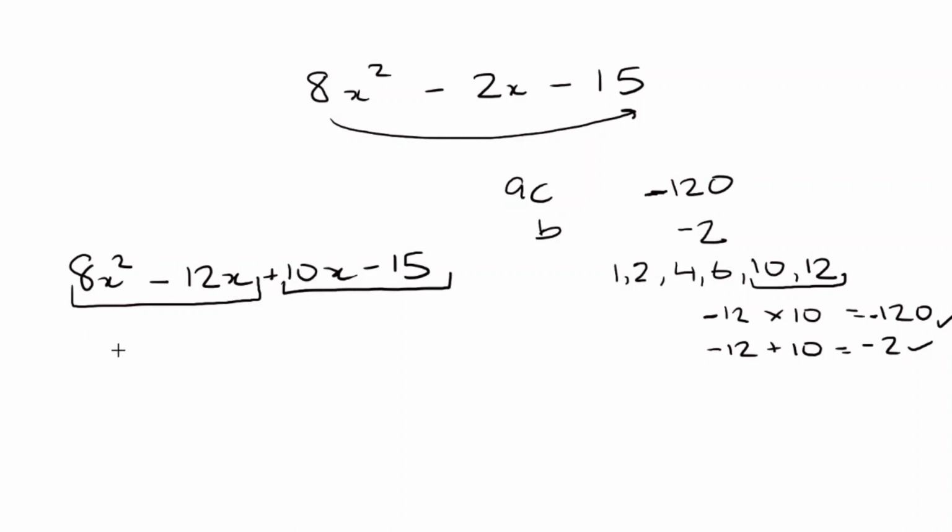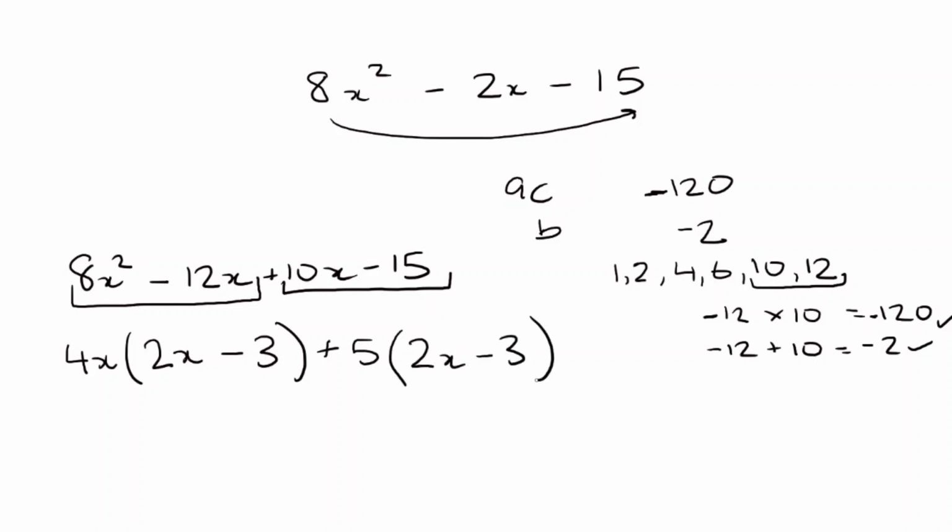So what is common to both sides? Well, we know that we can take out 4x. That will give us 2x minus 3. And on this side, we have 5, which will give 2x take 3 as well. So now we've got 2x take 3 as common. So we've got 2x take 3 on the outside times 4x plus 5. And that's how we factorize it.